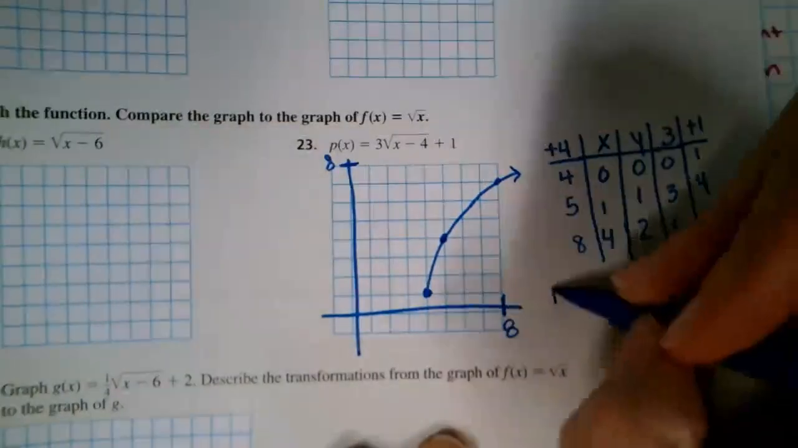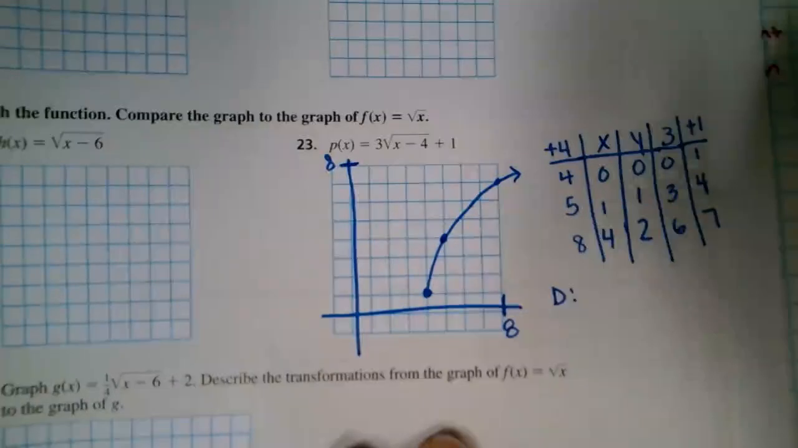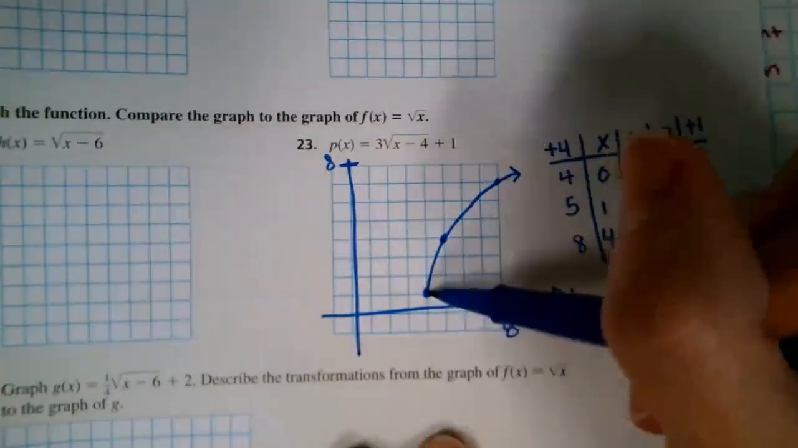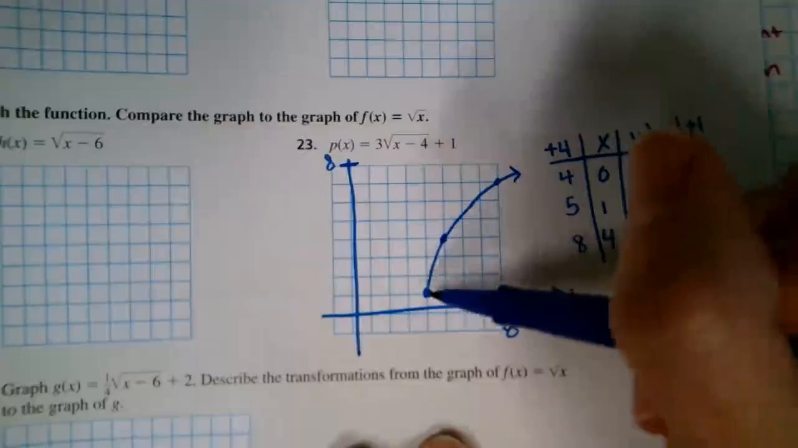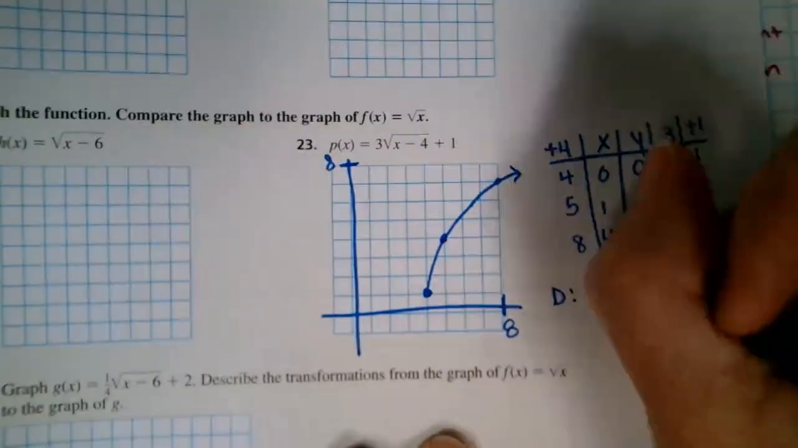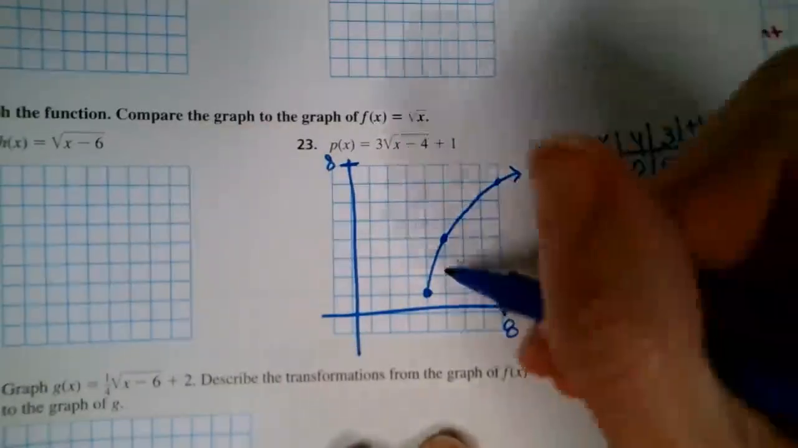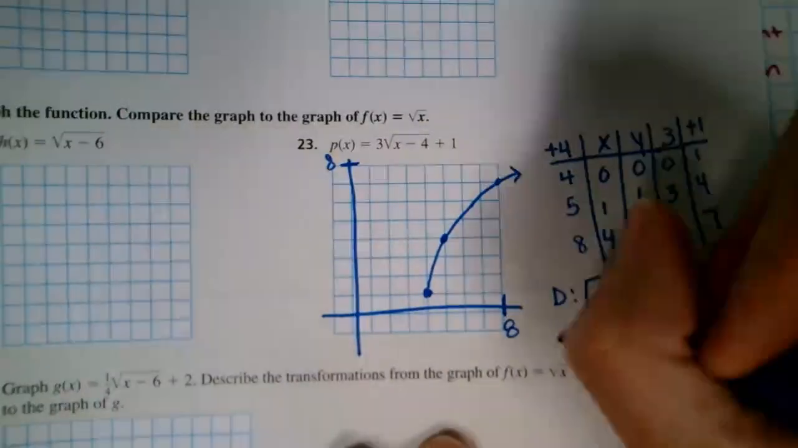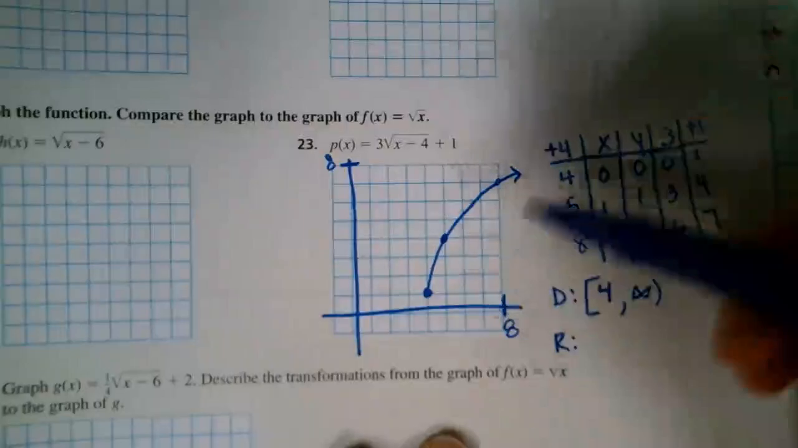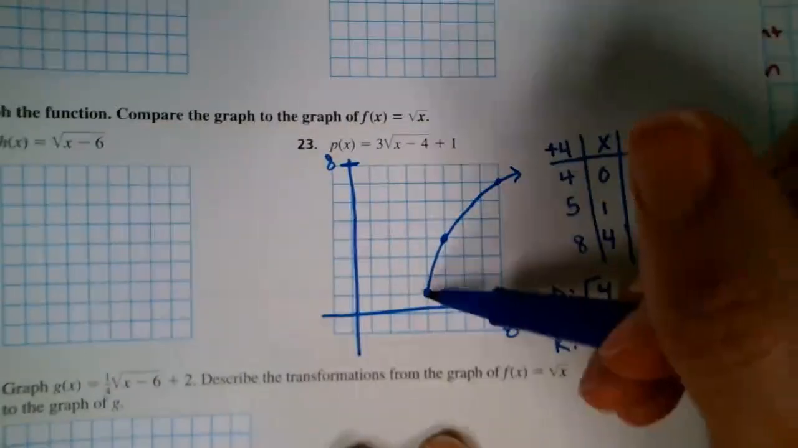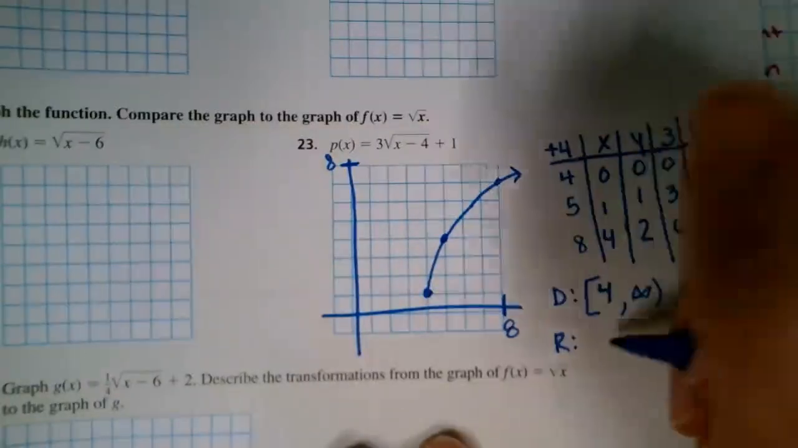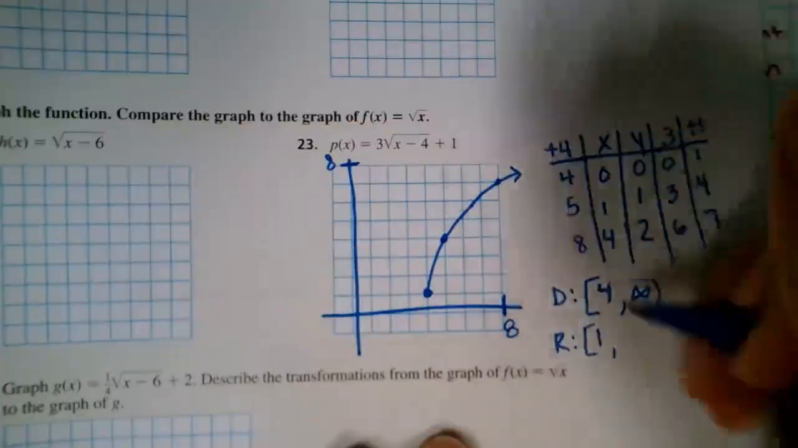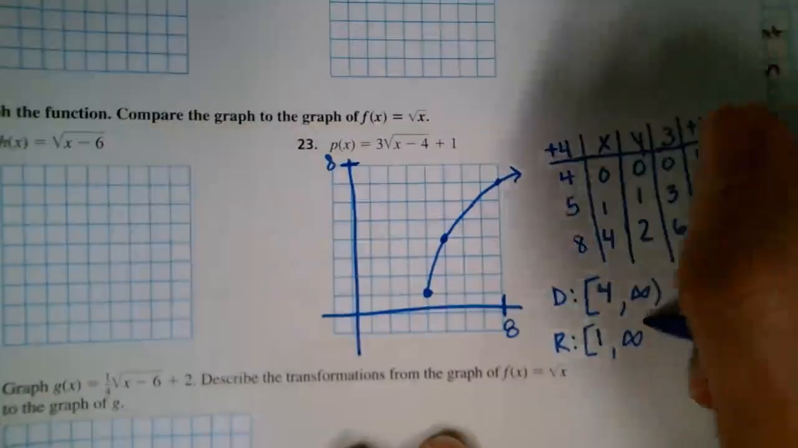Okay, if I want to state my domain, I'm looking for my smallest x value. I go to my initial point. Okay, this is my smallest x value. It's a 4. It's going to the right, so it's going to infinity. My range, I look for my smallest y value. It's right here. So my smallest y value is 1, and it's going up, so it's going to infinity.